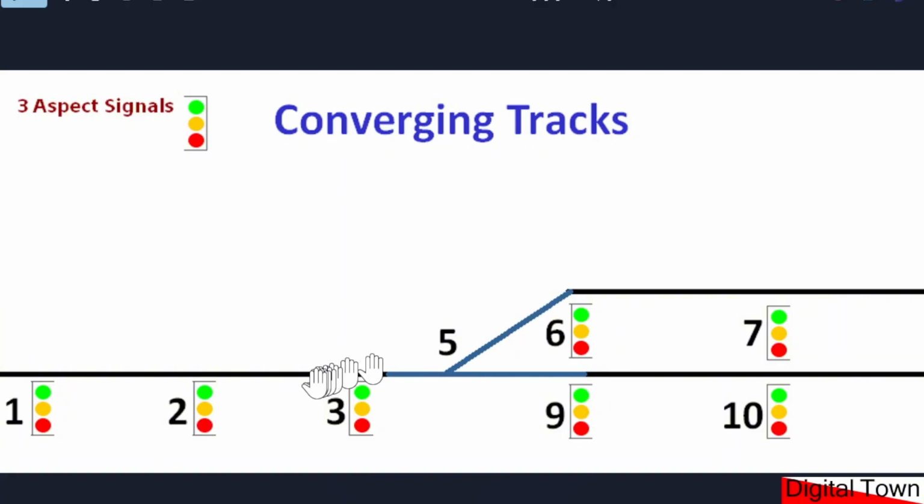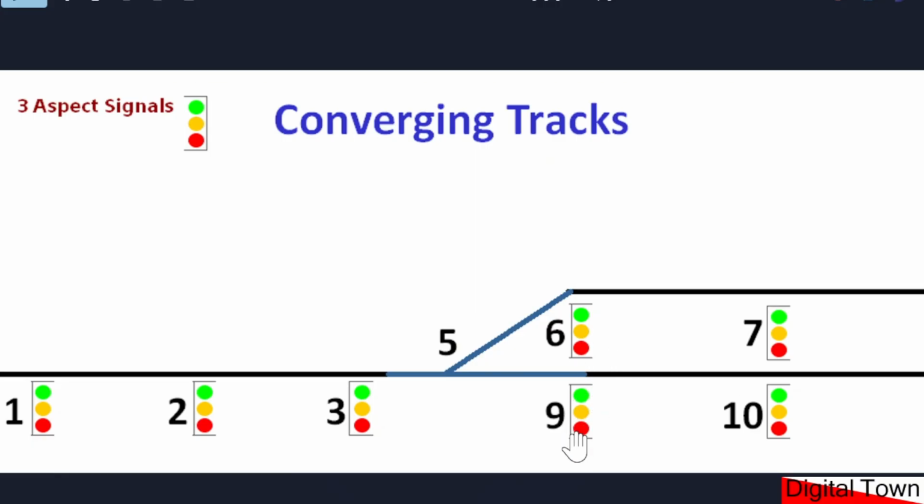Let's imagine the situation where the turnout is going in this direction. So our train has come through signal 10, signal 9. Now signal 6 will already be at danger, at red, because the turnout is in the opposite direction. As the train goes past signal 9 and enters this block, signal 9 will now go to red.